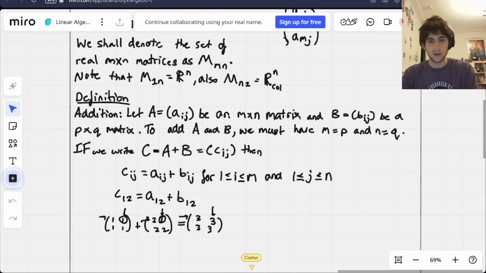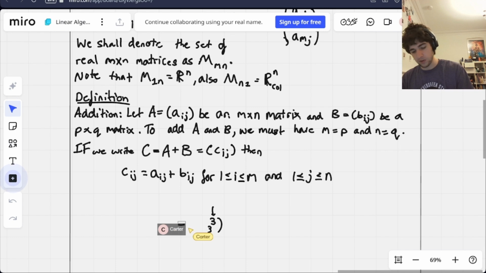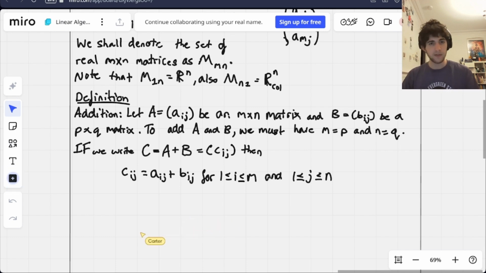Okay, so let's have a look at an example, I guess. This is very intuitive, right? Or at least I hope it feels intuitive. It will definitely feel intuitive relative to matrix multiplication. But let's have a look at an example here.